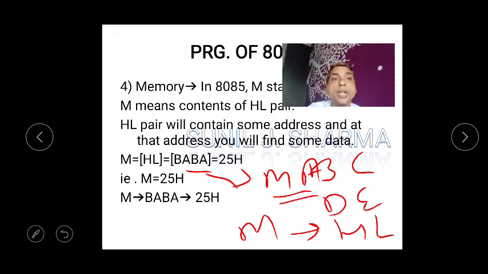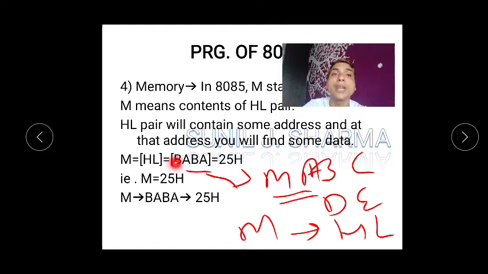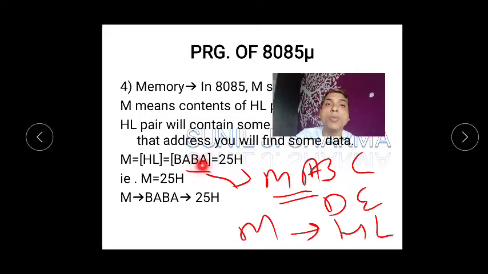Remember that this is a memory address, and at that memory address we are having data known as 25. You will be thinking from where the 25 comes. We have taken some random memory address and some random data. Ultimately, whatever this data is, that will be given to M. Can you see what is the meaning of this? M means the contents of HL pair. HL pair will be pointing to this memory location, but what is the content? The content is 25. So ultimately M will be stored as 25.